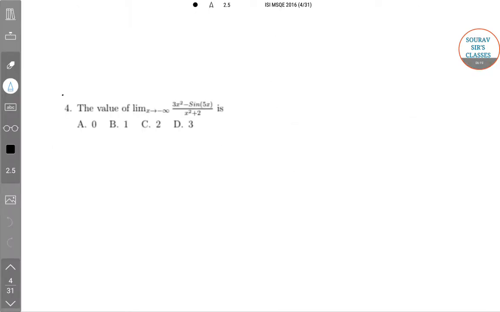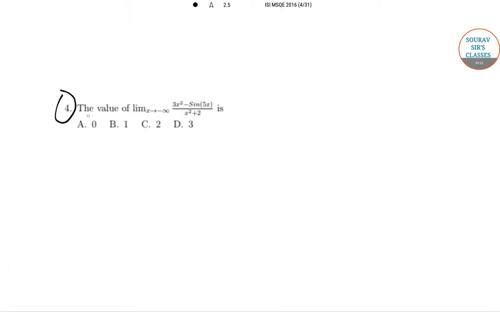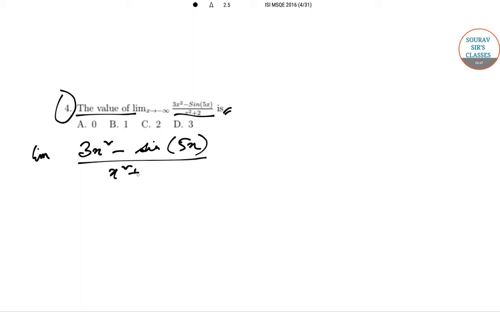In the next question, which is question number 4, we are supposed to find out the value of the limit of 3x square minus sine of 5x upon x square plus 2 where x tends to minus infinity. We have to find out the value of this limit. Now what we'll do over here, we'll divide numerator and denominator by x square.